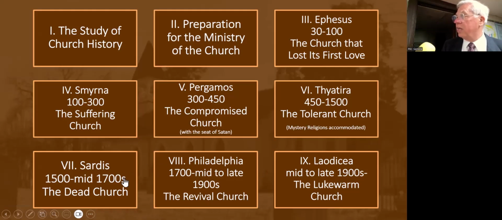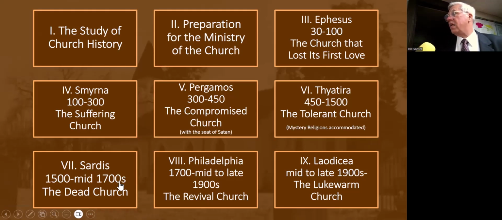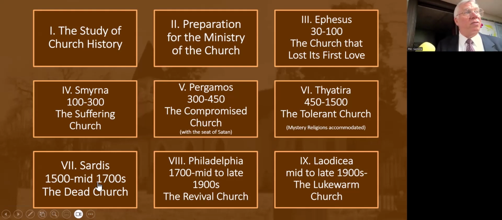We're here still looking at the Sardis age. The Sardis church is known as a dead church. And this represents the time period of the Reformation. And as I have pointed out, the Reformation, but wasn't that a good thing? Oh yeah, it was good. There were good things that were happening. Things were breaking down. The political power of the Catholic Church was being diminished.